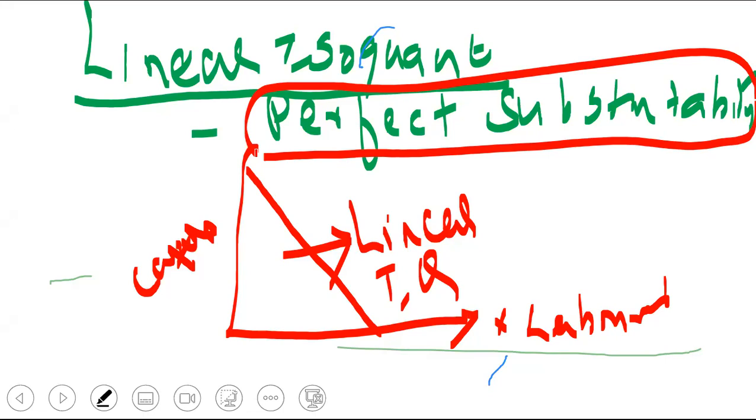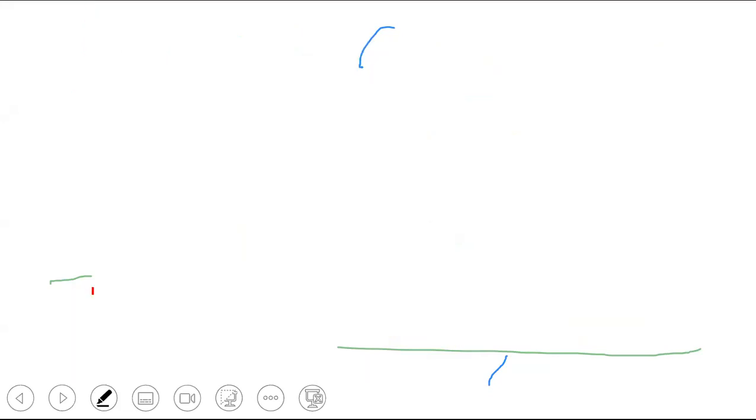Okay, let me check. Thank you, children. Now I am wrapping this. Second one, right angled isoquant. Right angled.